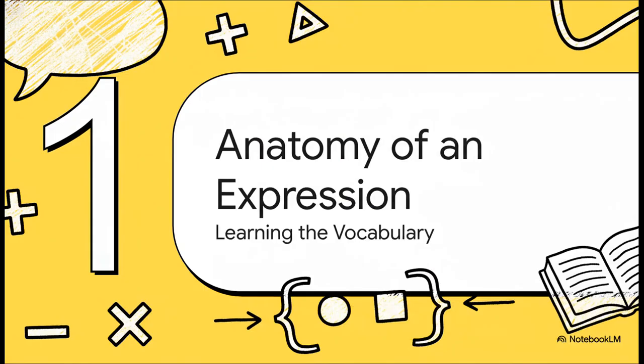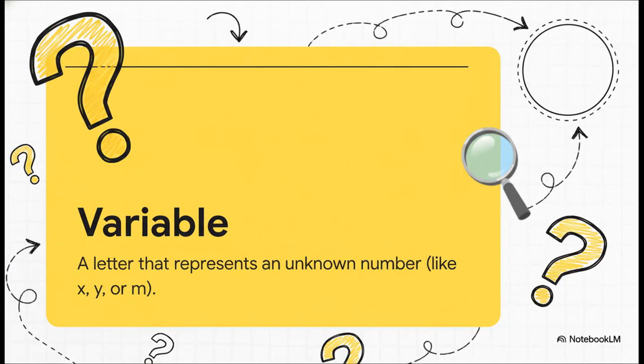So where does any new language start? With the vocabulary, right? In algebra, our words live inside something called an expression. So let's dive in and learn the basic anatomy, our first set of vocabulary words. First up, the most famous or maybe infamous part of algebra, the variable. It's just a letter, could be an x, a y, anything really, that's holding the place for a number we don't know yet. Just think of it as a little mystery box waiting to be opened.